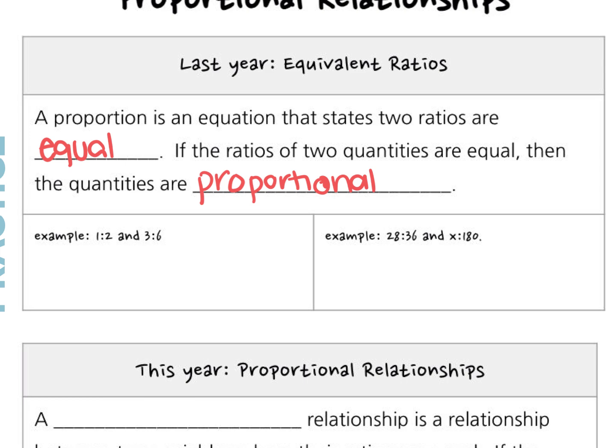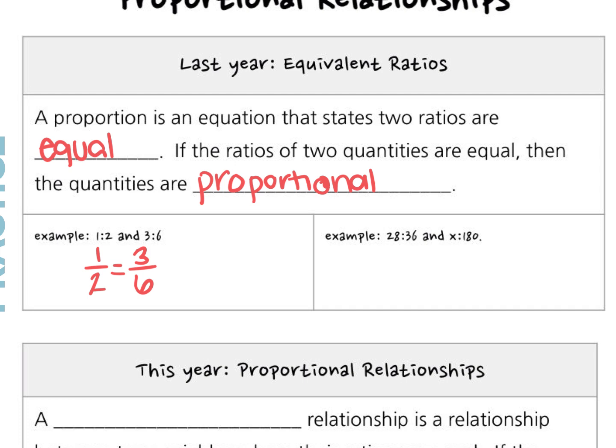So again, a proportion is an equation that states two ratios are equal. If the ratios of two quantities are equal, then the quantities are proportional. For example, remember we can write ratios like that with the colon, and we would read that as 1 to 2 and 3 to 6. The way to show they're proportional is we would rewrite them in their fraction form and check, is 1 over 2 equivalent to 3 over 6?